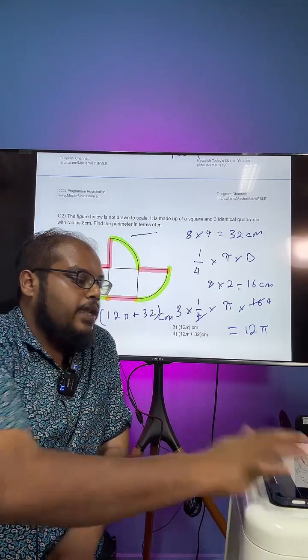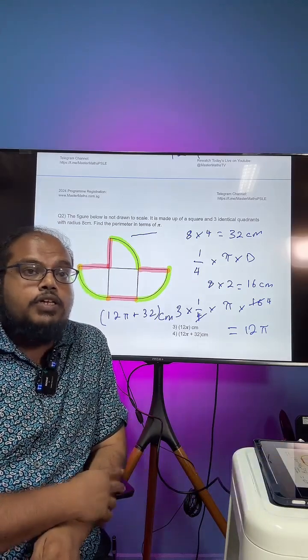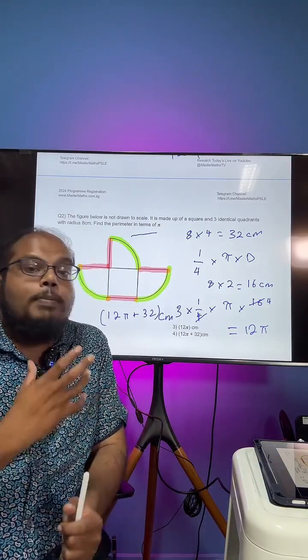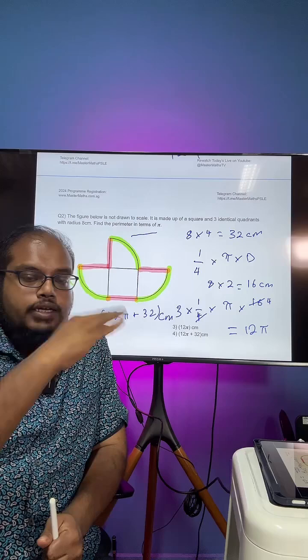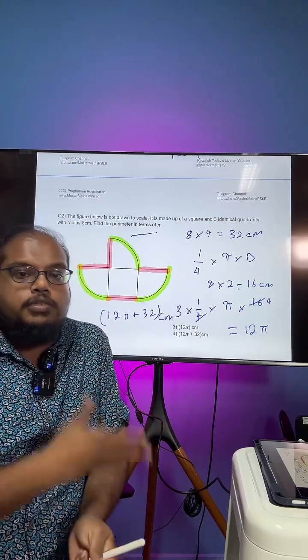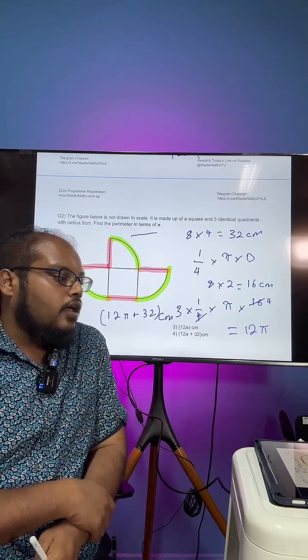So this is perimeter, okay? Perimeter of composite figures. So you need to apply it. Alright, the circular parts, you use your circumference formula. All the straight lines, you just add the straight lines. Alright, okay?